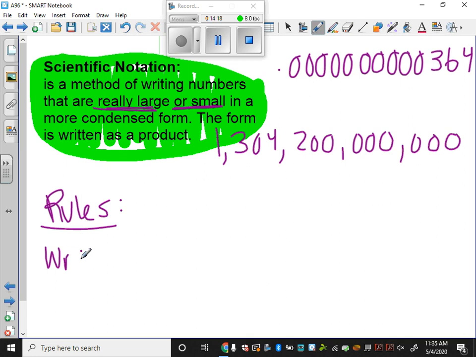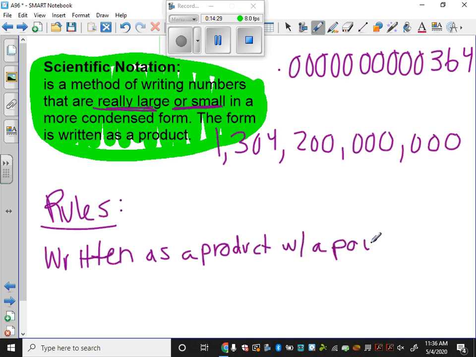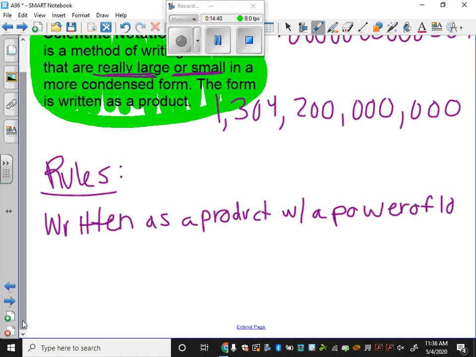Written as a product. Remember, a product is an answer to a multiplication problem. So it's written as a product with a power of 10. I'm going to put an example of something written in scientific notation. It's kind of the opposite of standard form. So this is something in scientific notation.